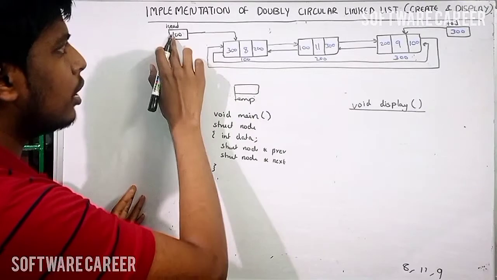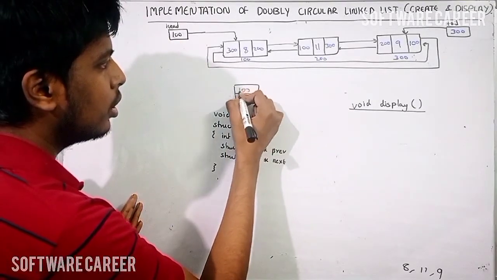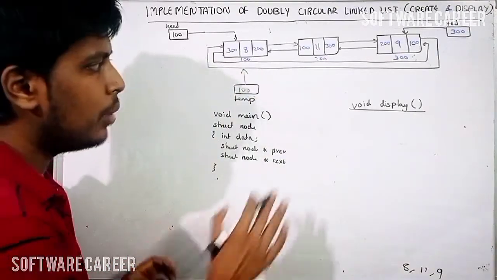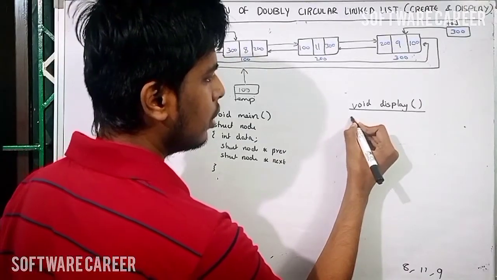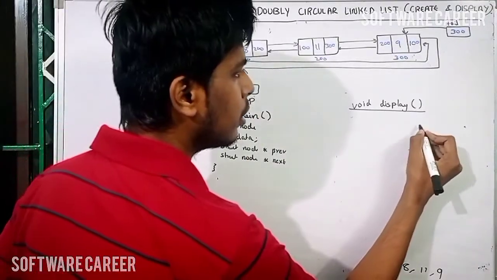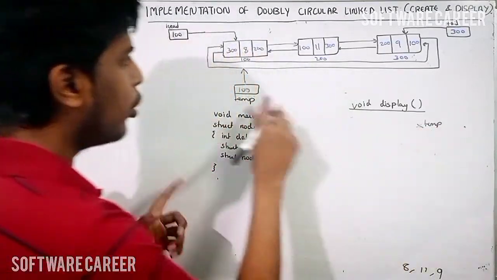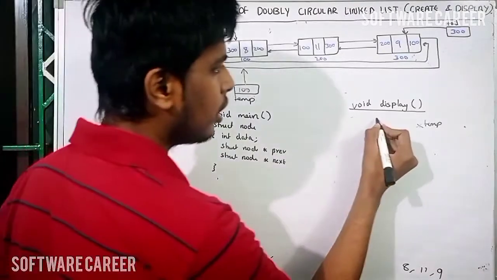So I should store the address of head. Head is 100. So I should store 100 here. Then this pointer points towards the first node. This is the first step. So I am writing the code here. See here. Pointer temp, and that pointer is pointing to a node having this structure. So I'm writing struct node.